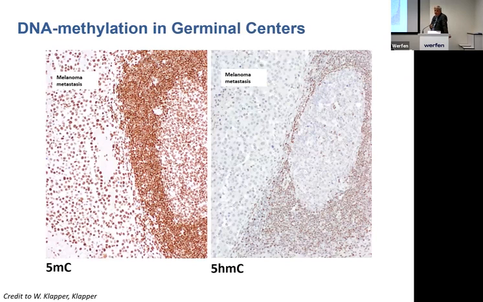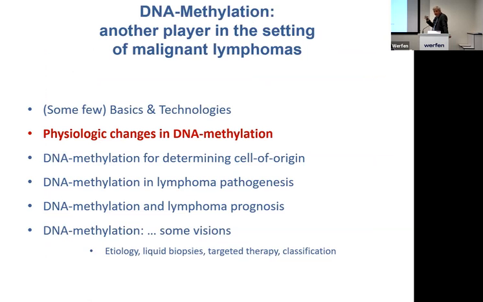You can also, on a global level, investigate methylation in a cell by antibody detection. And you see that there's a difference between 5-methylcytosine and hydroxymethylcytosine with regard to the expression, for example, in germinal centers and others. That's something probably underexplored yet, but it can be stained very nicely. That's something more for the pathologists in the room. Okay, that's a bit of basics.